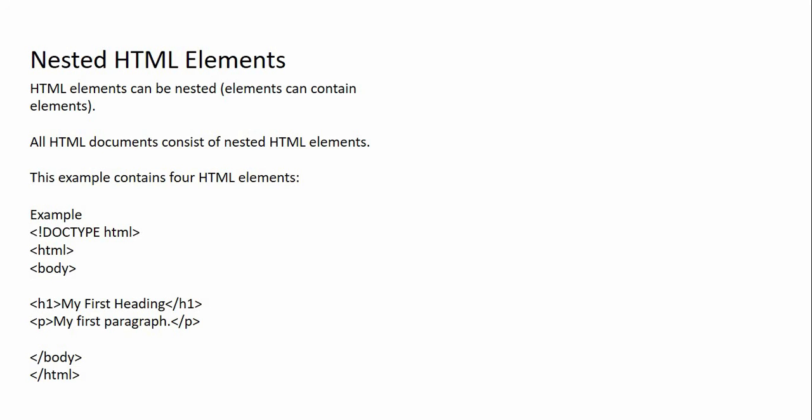In the H1 element, it defines a heading. It has a start tag and an end tag, and the element content is my first heading. Then the P tag is the element that defines a paragraph. It has a start P tag and an end P tag, and the element content is my first paragraph.